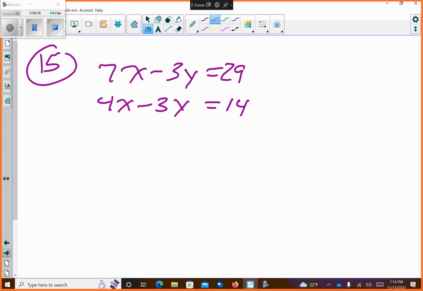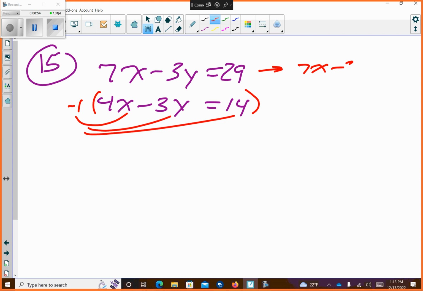And then number 15. I think that might be the last one. Yep, it's the last one. Take a look at our y's. They're the same, so what I'm going to do is multiply one of the equations by negative 1. I picked the bottom one in this case. This top equation stays as is. Bottom equation is going to become negative 4x plus 3y equals negative 14.